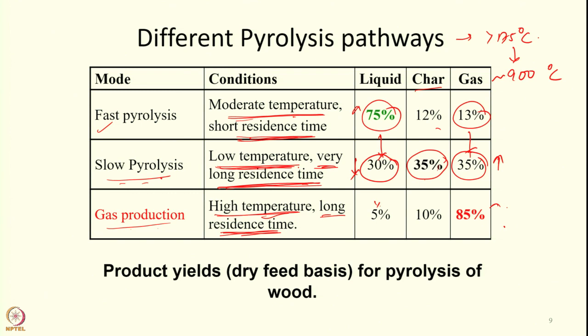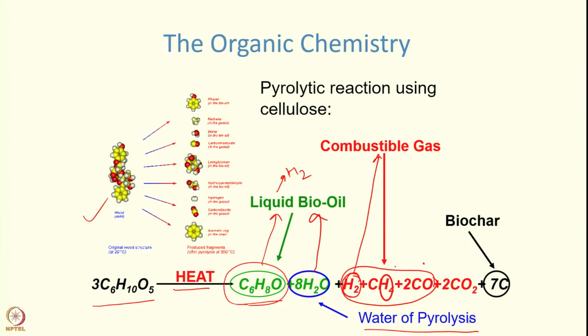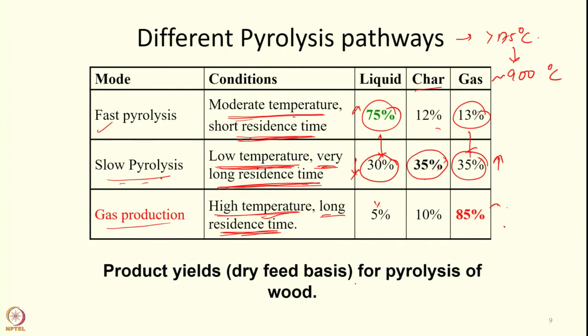And here what we are looking for is more of the combustible gases, because the hydrogen is in the combustible gases. The more gas you have, the more hydrogen you will have in it. So for a high amount of hydrogen production, we go for the high temperature, long residence time pyrolysis process. So this is about the basics of pyrolysis. We will go further after pyrolysis also.